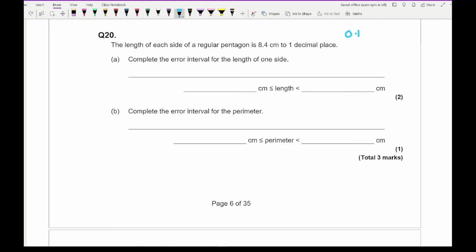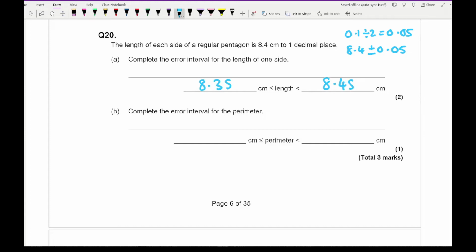So if I do the 1 decimal place divided by 2, it gives me 0.05. So then all I'm going to do is add and subtract that to 8.4. So that's going to give me 8.35 as my lower limit, and my upper limit is going to be 8.45.